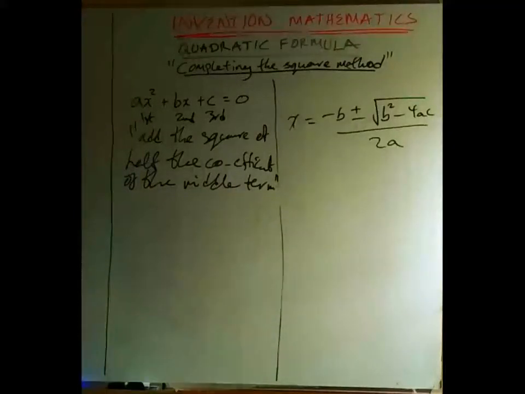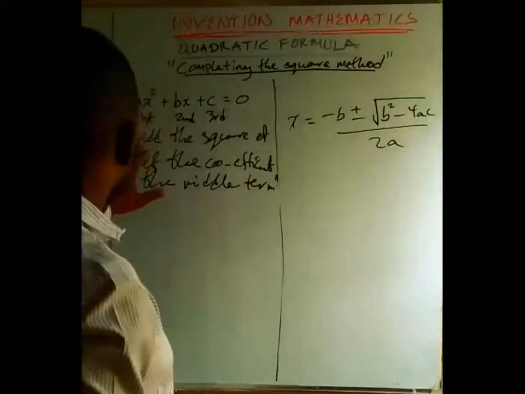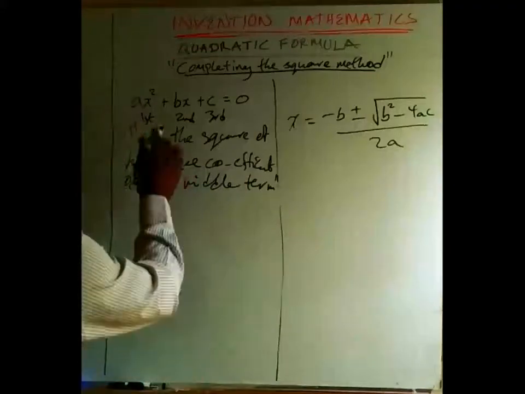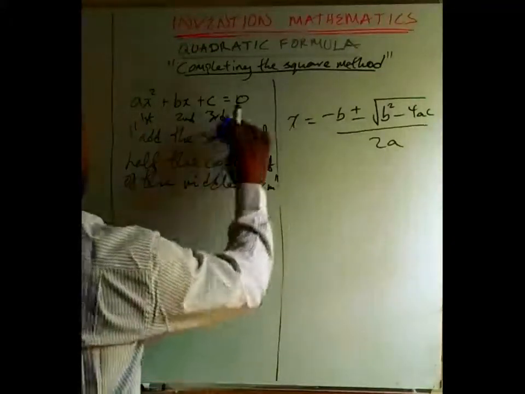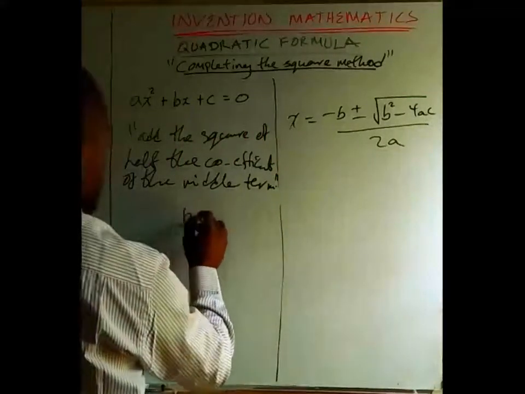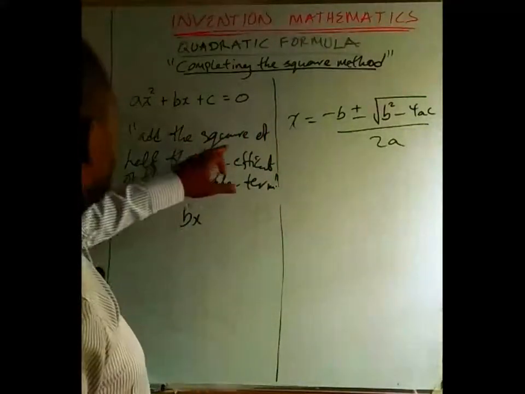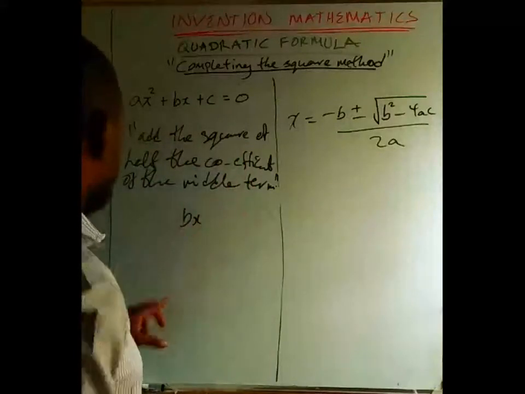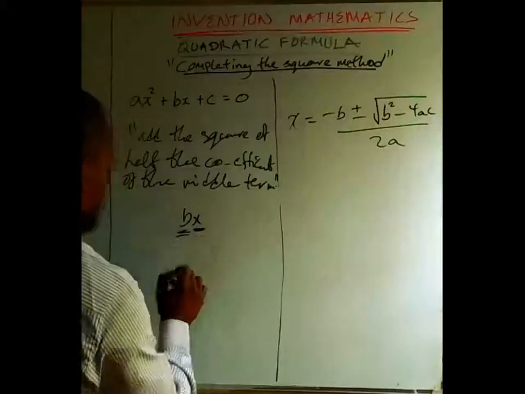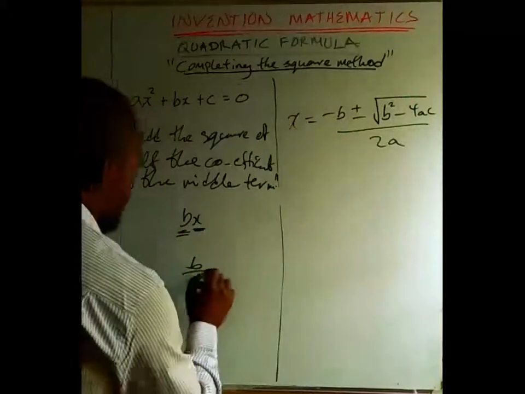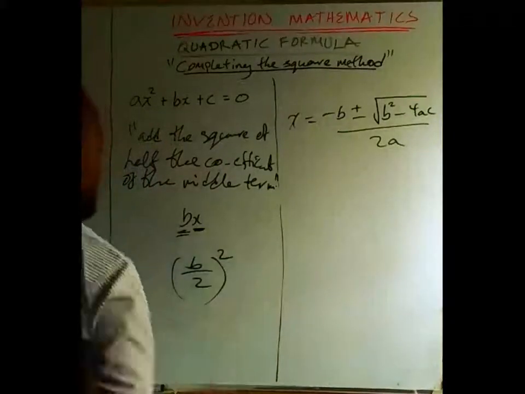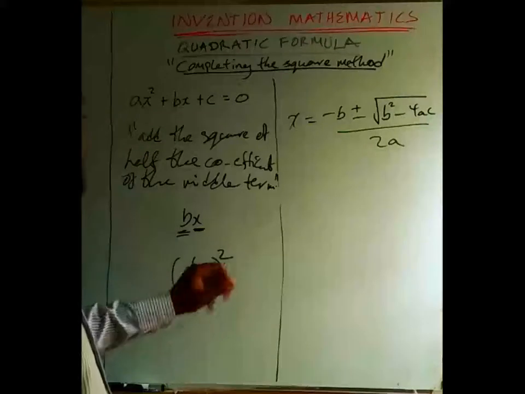So the theory of completing the square method is to add the square of half the coefficient of the middle term. What's the middle term? This is the middle term, or rather the second term. The middle term is bx. We need to add the square of half the coefficient of the middle term. The coefficient of the middle term, x, is b. What is half of b? b over 2. What are we adding? The square of half the coefficient of the middle term.